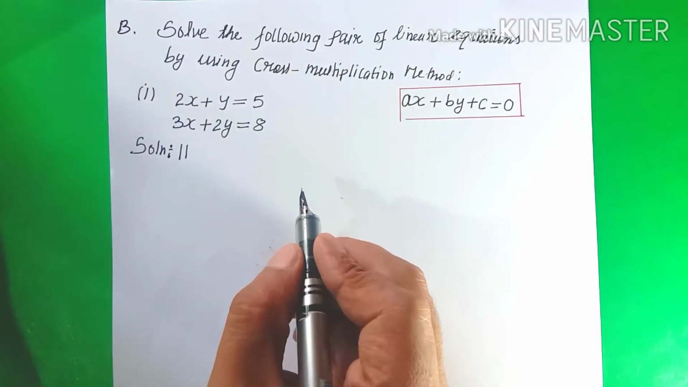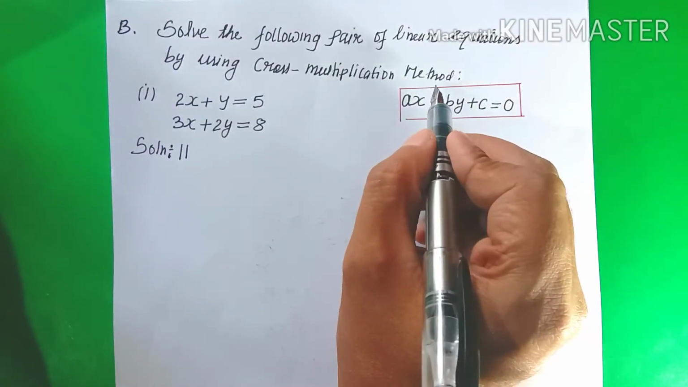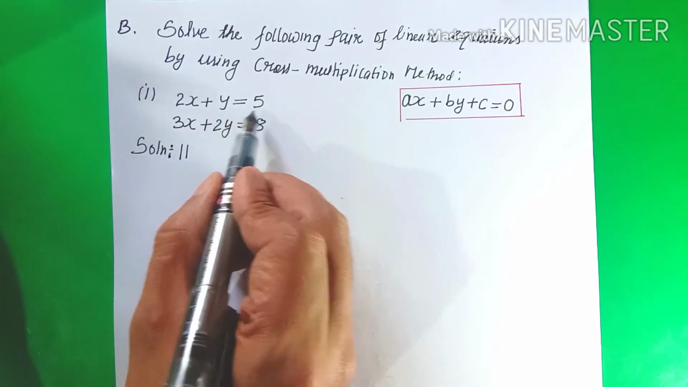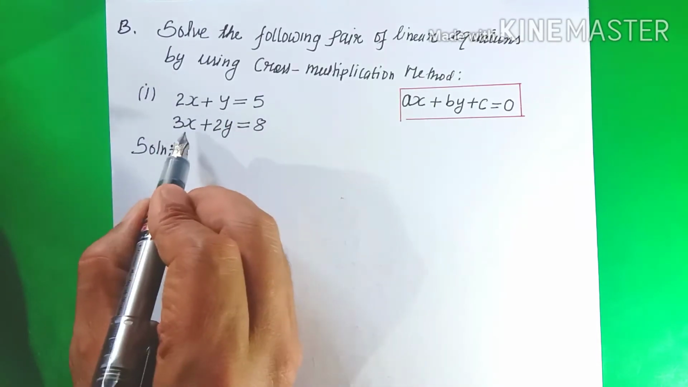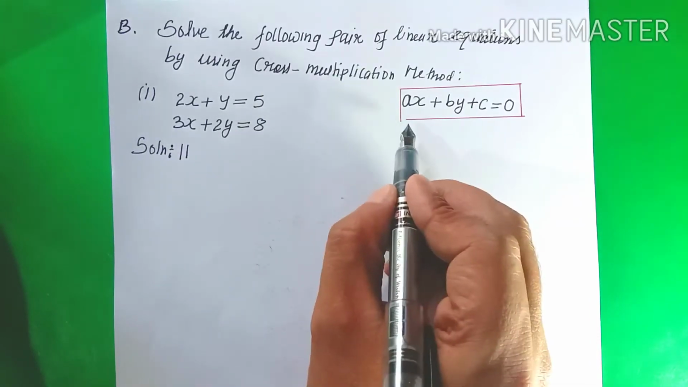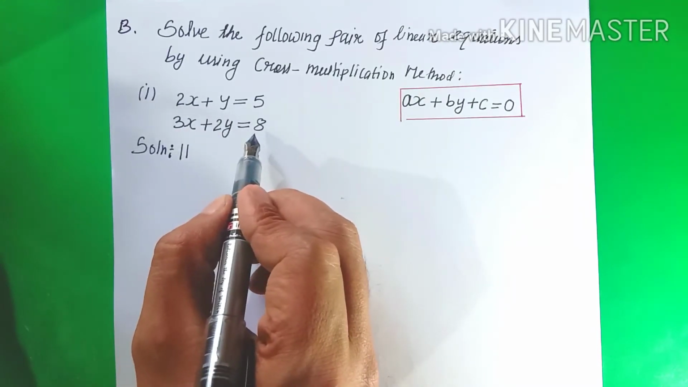Solve the following pair of linear equations by using the cross multiplication method. The given equations are 2x plus y equals 5, and 3x plus 2y equals 8. First, you have to check whether the given equations are in standard form or not.